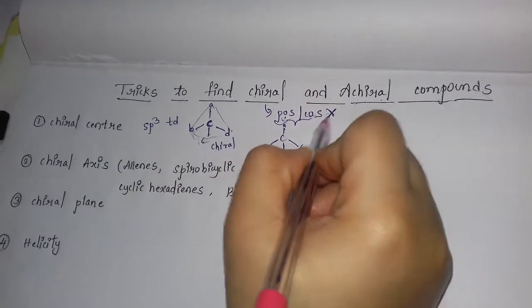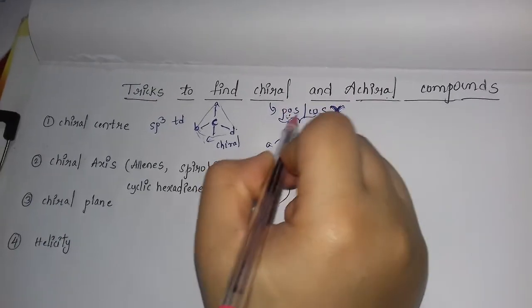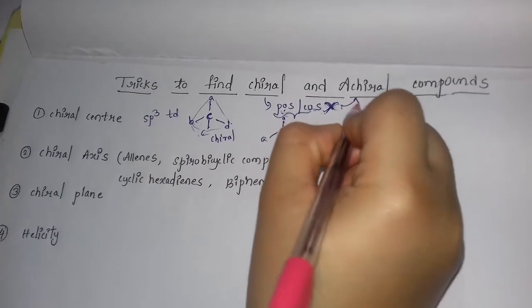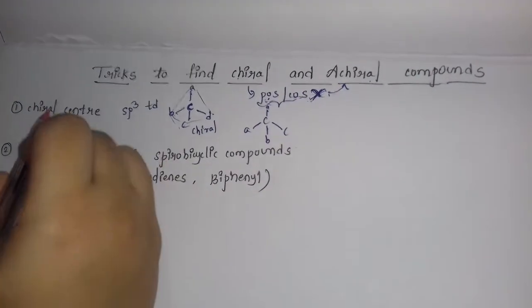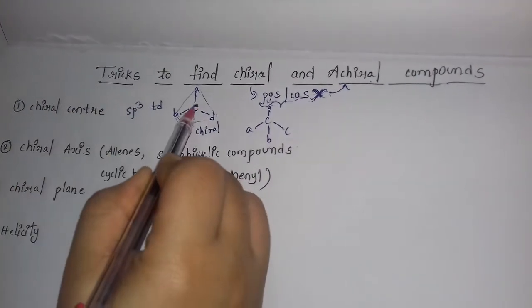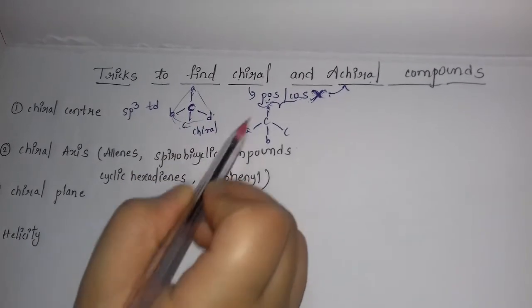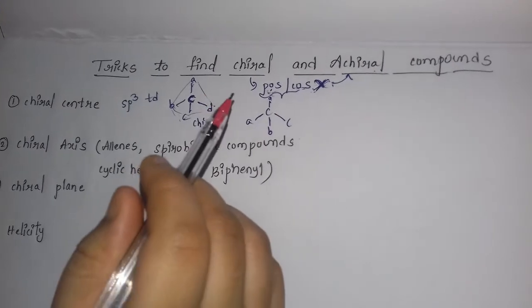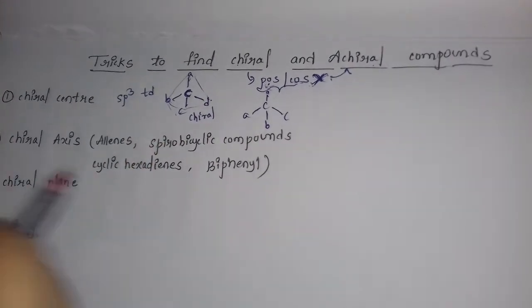That is the reason I cross-marked it, because when both are present, that compound cannot be chiral; it will become achiral. Okay, for this chiral center we see there should be four different groups. If any of the groups is the same, then it becomes achiral. We will see some examples of this.